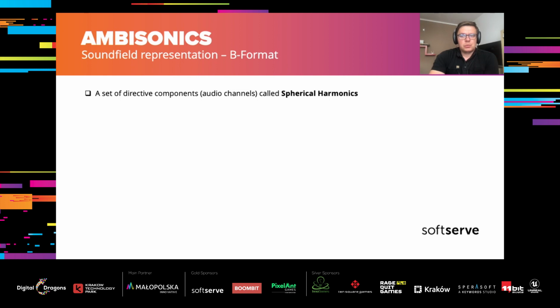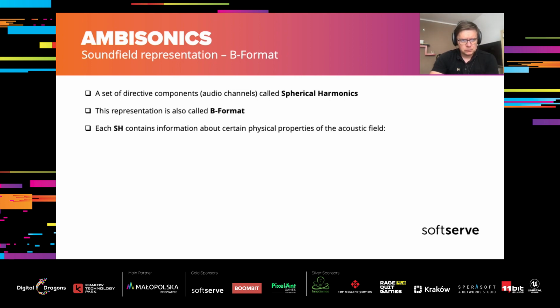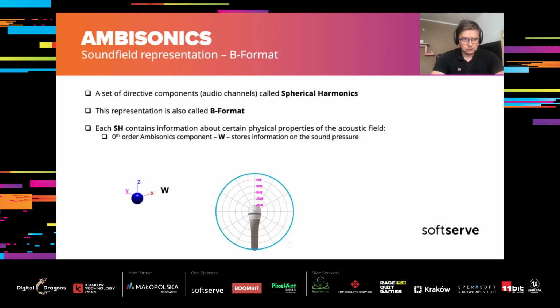So now let me go through some technical aspects of the ambisonics format. As already mentioned, ambisonics provides a sound field representation with a set of directive components, which are basically audio channels, and they are called spherical harmonics. Another common name for this representation is B-format. Each spherical harmonic, or directive component, carries specific information about certain physical properties of the sound field.